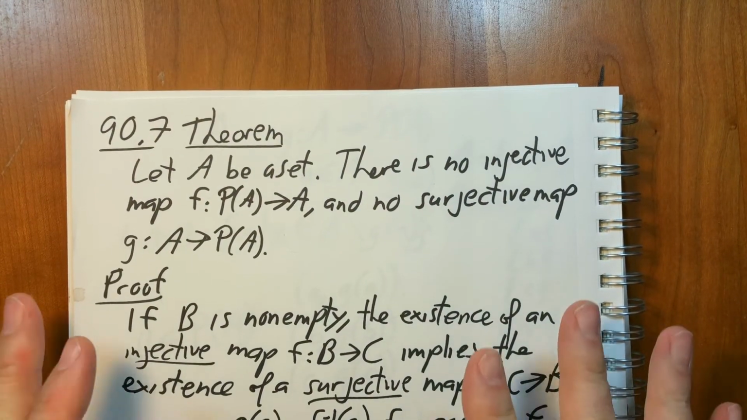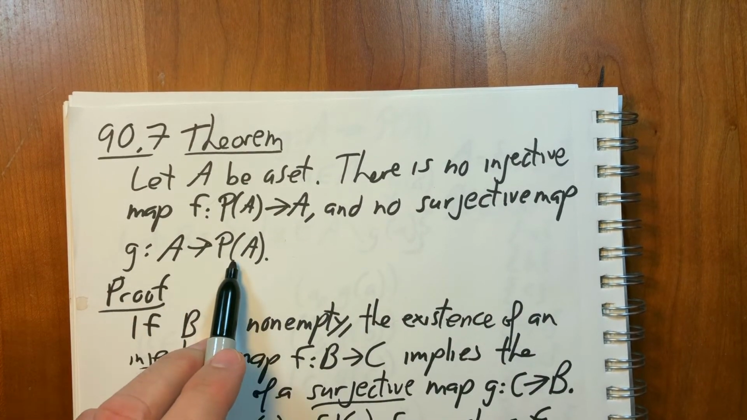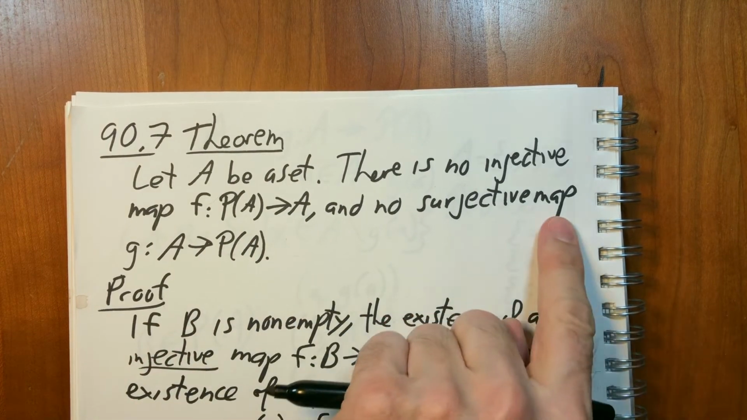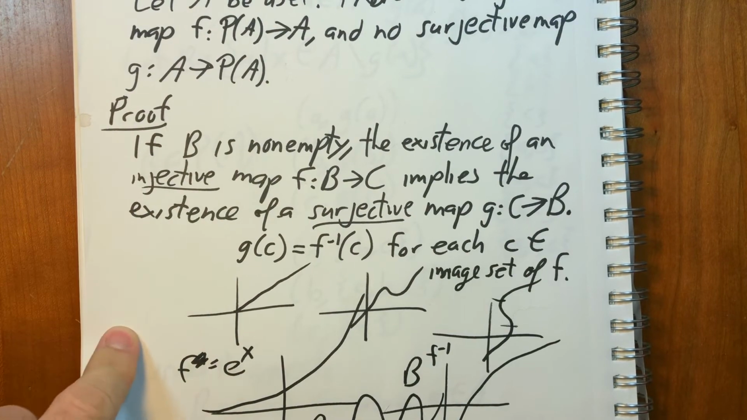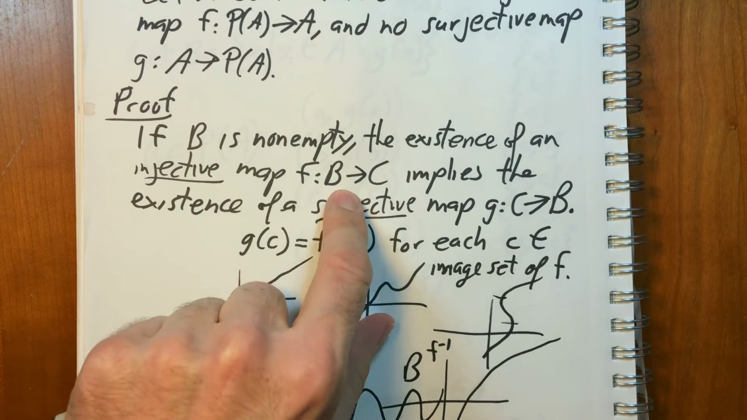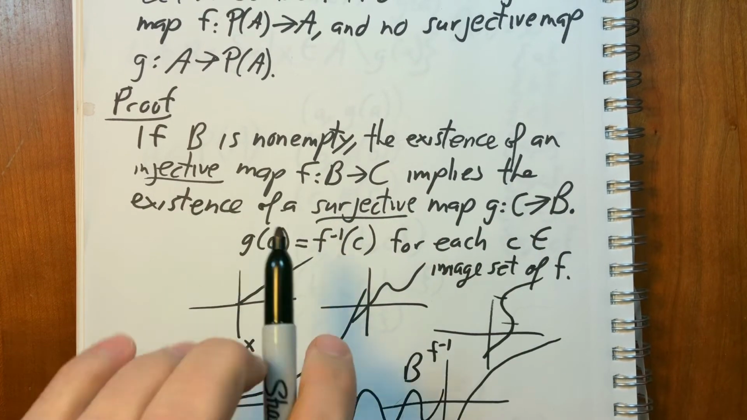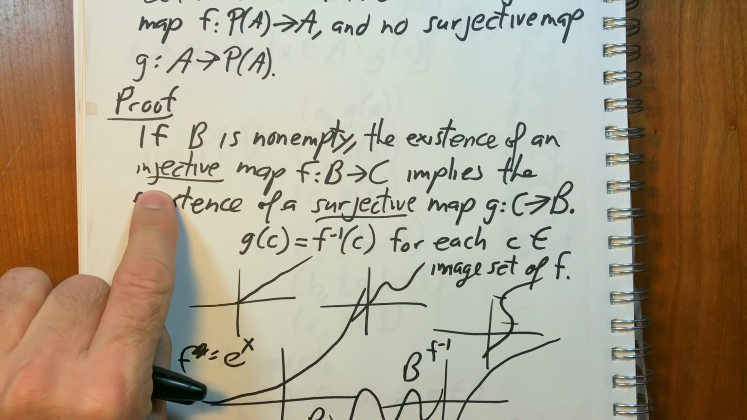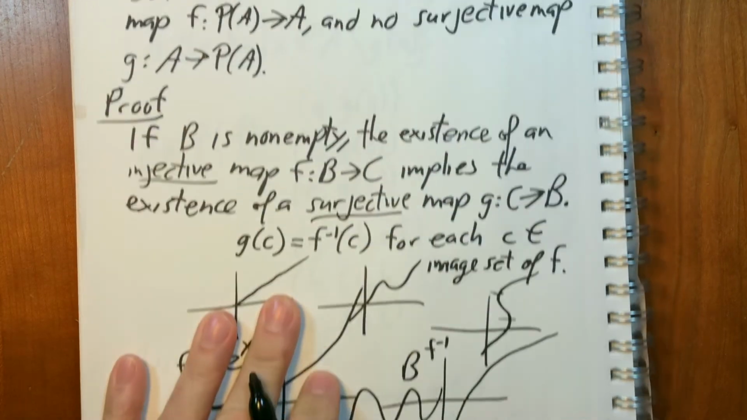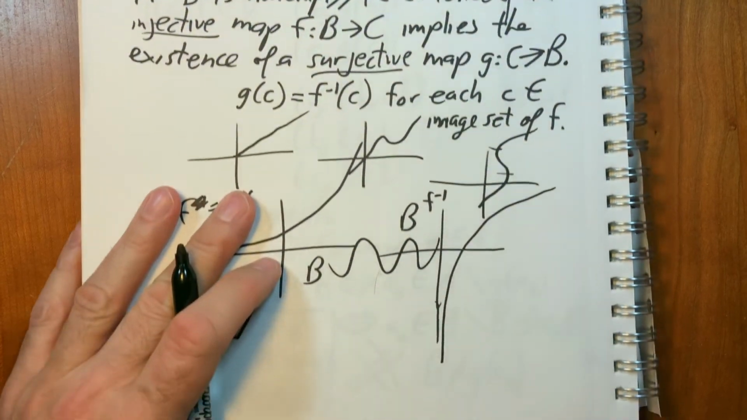Remember, what we're trying to actually prove here is that if A is a set, then there's no surjective map from A to the power set, and there's no injective map from the power set to A. We just showed that there's no surjective map. And remember, we started here by demonstrating that the existence of an injective map implies the existence of a surjective map. So if there is no surjective map, there cannot be an injective map. That's the contrapositive, and that's what we wanted to prove. There's no injective map from the power set to A, and there's no surjective map from A to the power set.